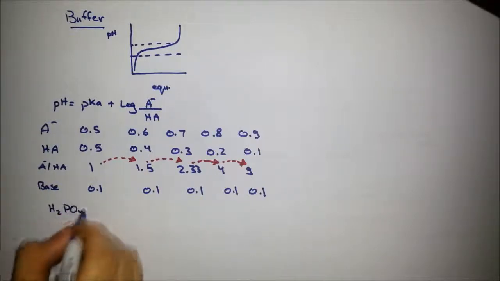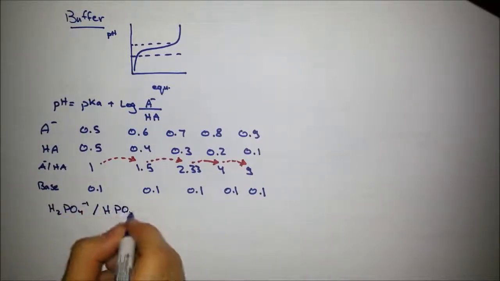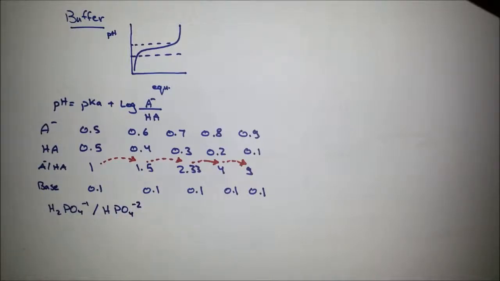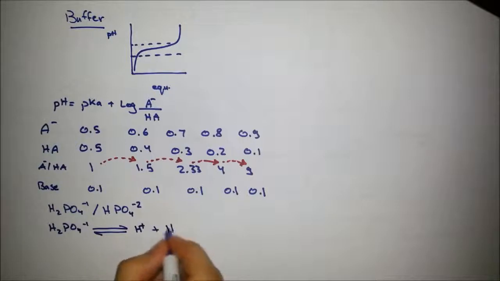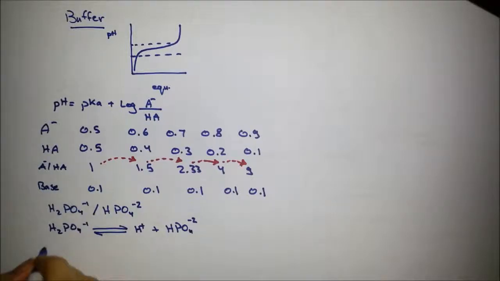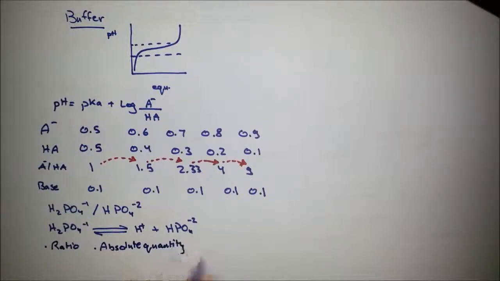One of the important buffers in our bodies is the dihydrogen phosphate monohydrogen phosphate, where the dihydrogen phosphate acts as an acid and the monohydrogen phosphate is the base. By the way, when you prepare a buffer, you should not only focus on the acid-base ratio, but you should take care also of their absolute quantity.